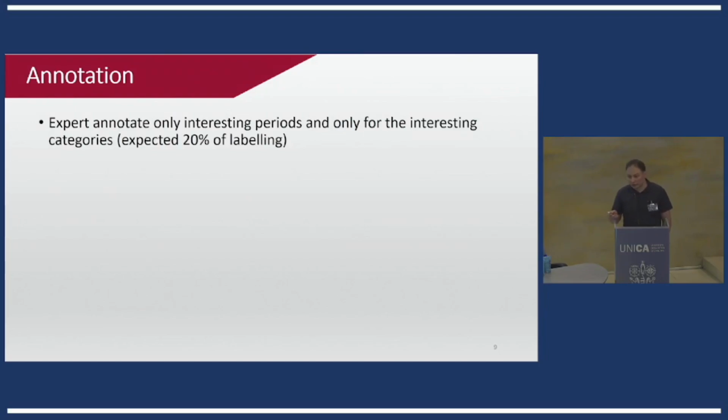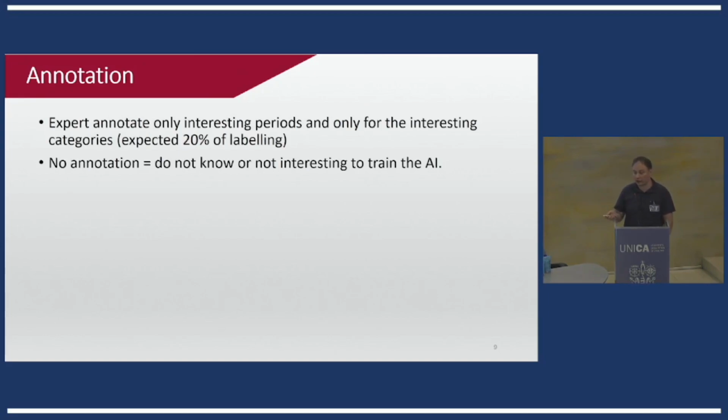The idea also is not to annotate the entire recording. We have to annotate only when it's interesting. If it's too easy, it's not interesting for the AI. So we expect that in a 1 hour recording, there is only 20% of labeling. If there is no annotation, it means either that the expert does not know, or that it's not interesting for the AI to train.